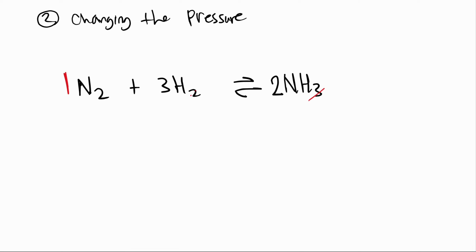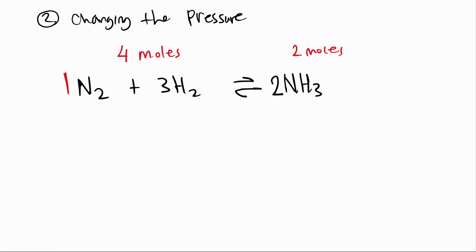Just don't look at these tiny numbers. That's just telling us the structure of the molecule or the compound. 1 nitrogen, 3 hydrogens, and 2 ammonia, sorry. That means our reactant side has 4 moles in total, 1 plus 3 moles. Our product side has 2 moles in total, just 2 moles of ammonia, right? And remember, we said that the side is determined by the number of moles on the reactant and product side. So this time, the reactant side has 2 more moles than the product side.